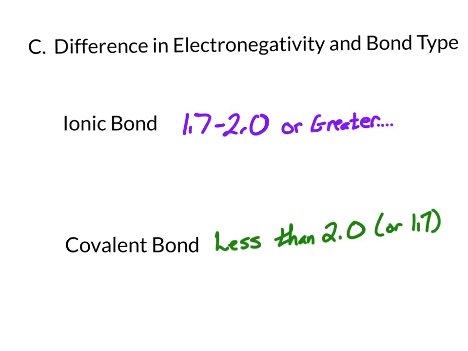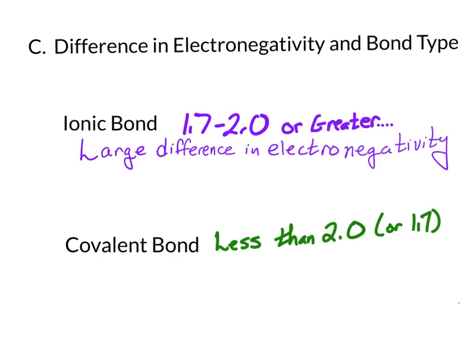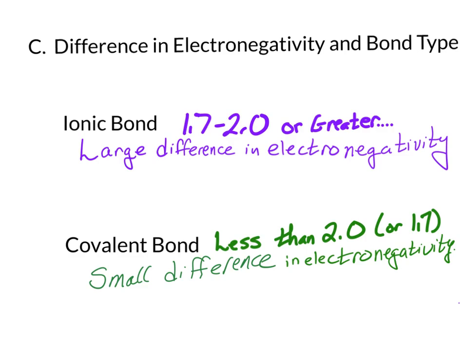Well, in this class, we're not going to worry about it. We're going to generalize it and not focus on any numbers at all. So for us, we have an ionic bond if there's a large difference in electronegativity, and a covalent bond if there's a small difference. We define a large difference as a metal with a nonmetal, because they're on opposite sides of the periodic table.